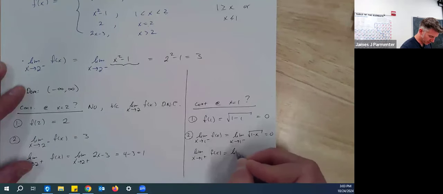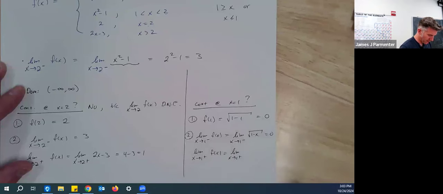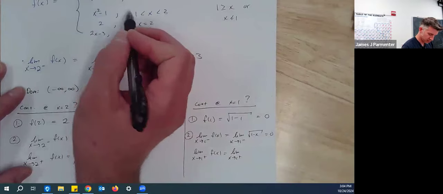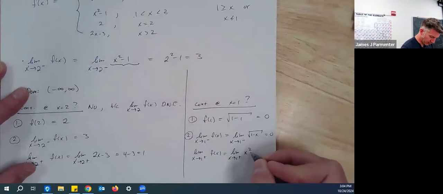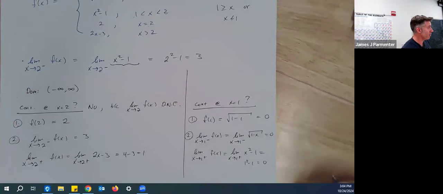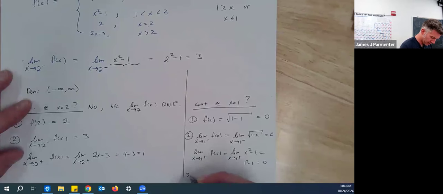Then that's the limit as x approaches 1 from the right of, we're going to use this piece because that's where x is just to the right of 1. And if we plug in 1, we get 1 squared minus 1, which is also 0. So the limit exists and is equal to 0, and the function value is 0. Since they're the same, that means f of x is continuous at x equal to 1.